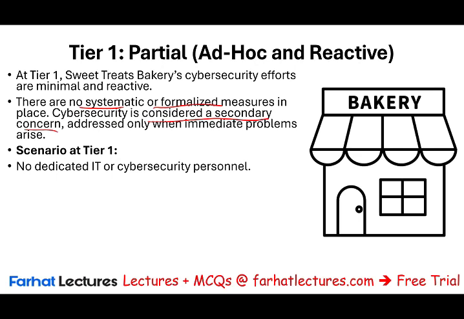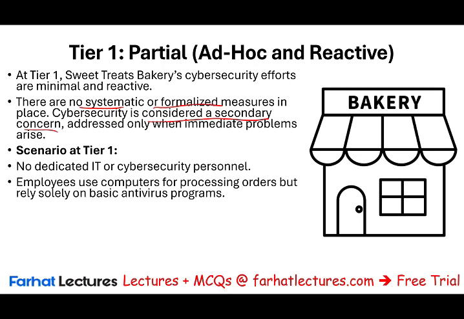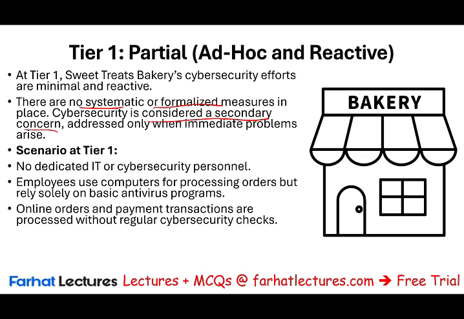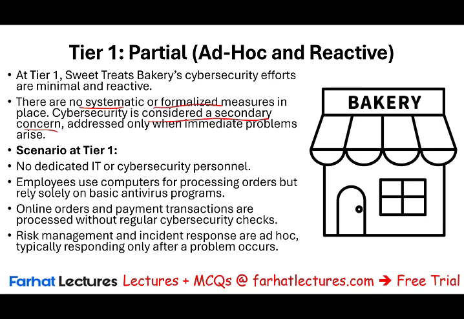So what are the scenarios in tier 1? They have no dedicated IT or cybersecurity personnel. Employees use computers for processing orders but rely solely on a basic antivirus program. They might have some basic antivirus program like Norton. Online orders and payment transactions are processed without any cybersecurity checks. And risk management and incident response are ad hoc, typically responding after something has happened.